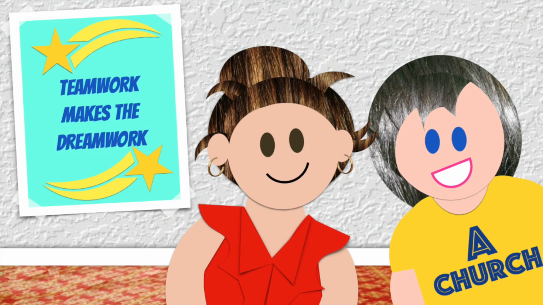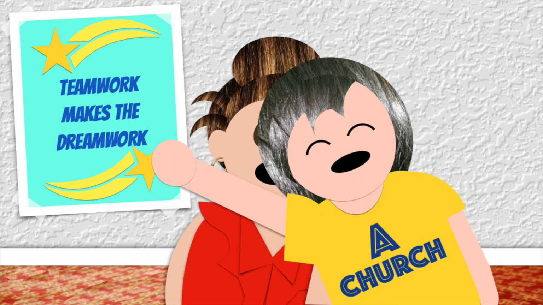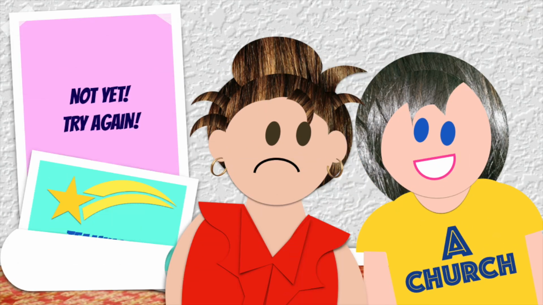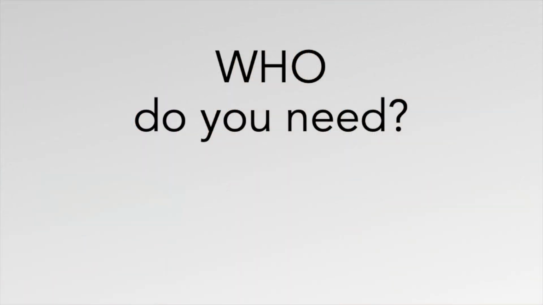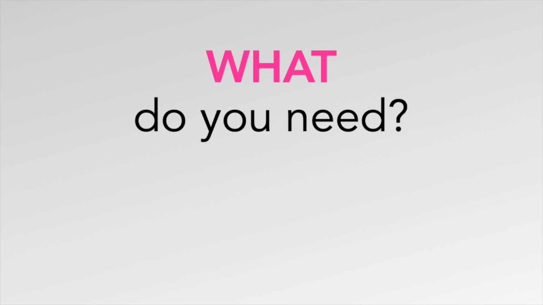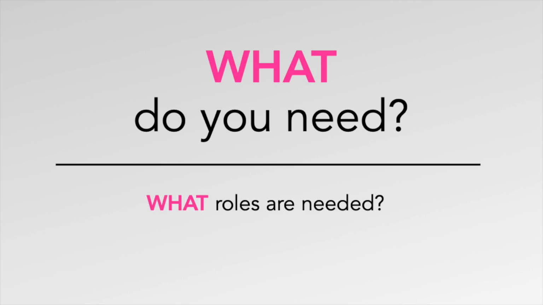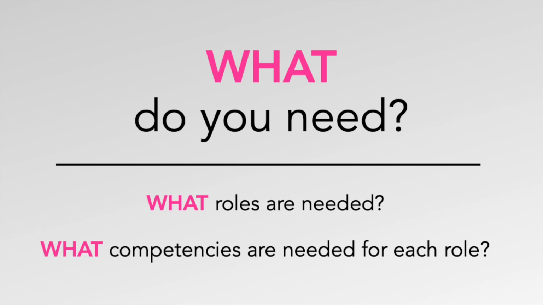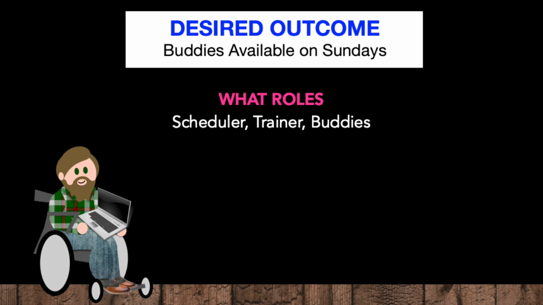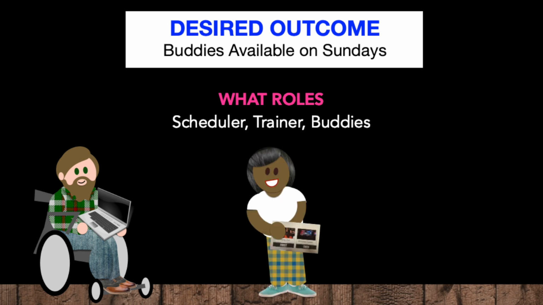The next question you want to ask is, who do you need? When it comes to building a team, before we get to who, we need to start with what. What do you need? What roles are needed to achieve your desired outcome, and what competencies are needed for each role? Let's take a look. First, let's say your desired outcome is that you want to have buddies available for students who need extra support on Sundays. The roles that you need to achieve that would be someone to schedule the buddies, someone to train the buddies, and, well, some buddies.